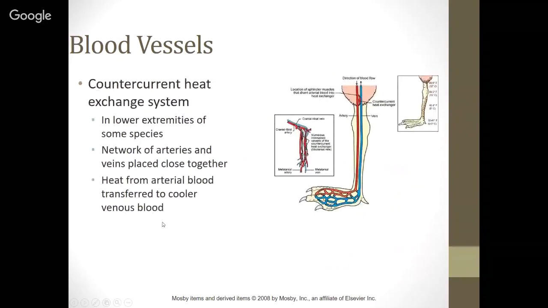They do have a countercurrent heat exchange system. Have you ever wondered how birds with their naked little legs can sit out on a cold day? Well, it's this countercurrent heat exchange system. In the lower extremities of some species, there is a network of arteries and veins which are placed close together. Heat from the arterial blood is transferred to the cooler venous blood, so it keeps it at a constant temperature, not too cold, not too hot.